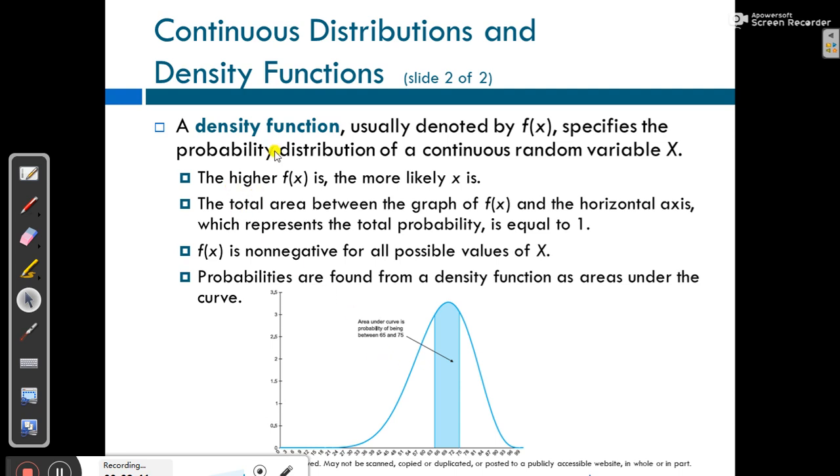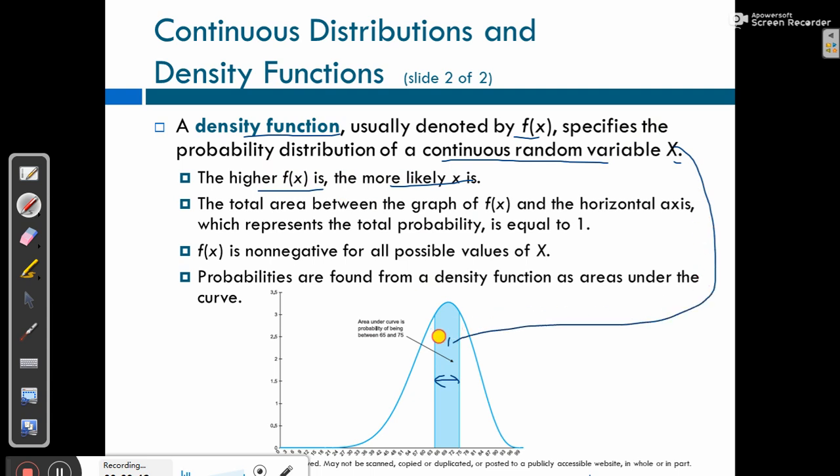Here you can see a density function, usually denoted by f(x). Suppose this is a function of x that specifies the probability distribution of a continuous random variable x. So this is the continuous random variable x, and the function f(x) is the density function. The higher the f(x), the more likely x is. Here you can see that a higher f(x) in this region means higher density. So x being in that region is more likely, while x being in that other region is less likely.